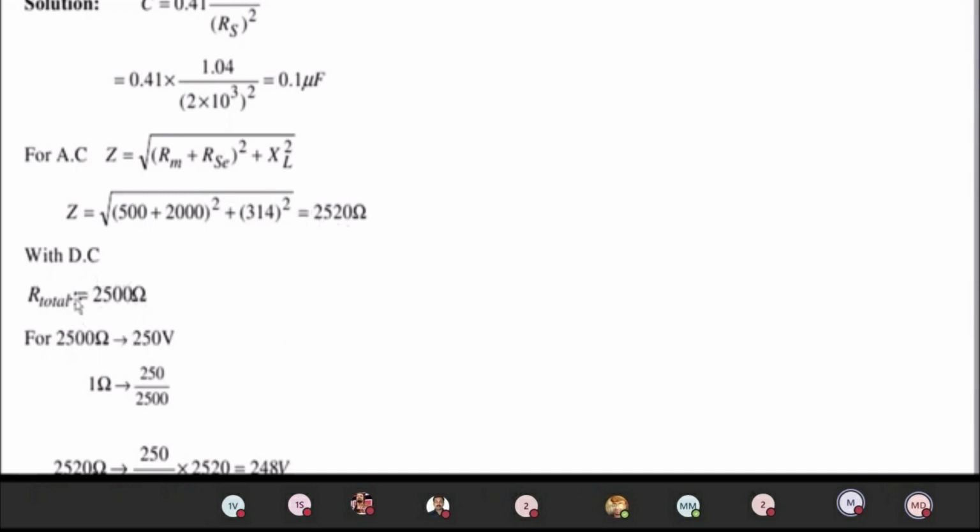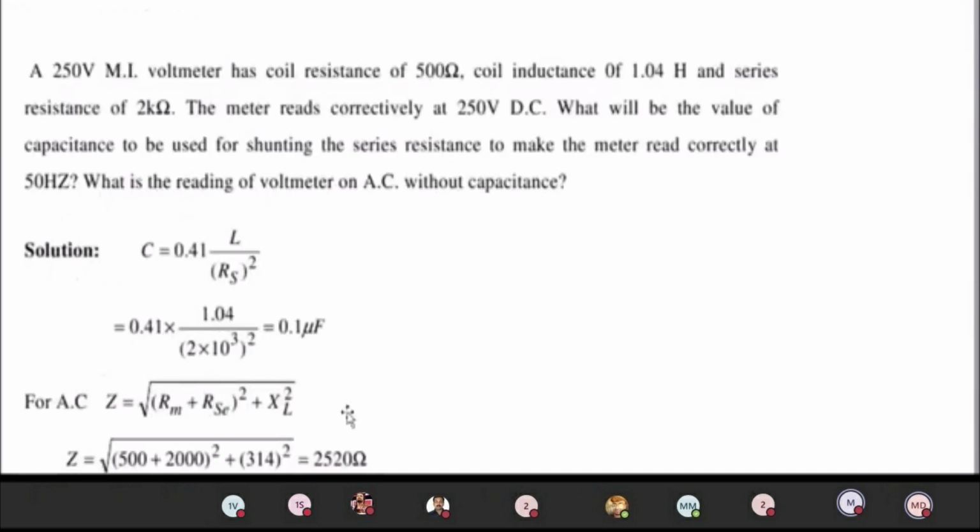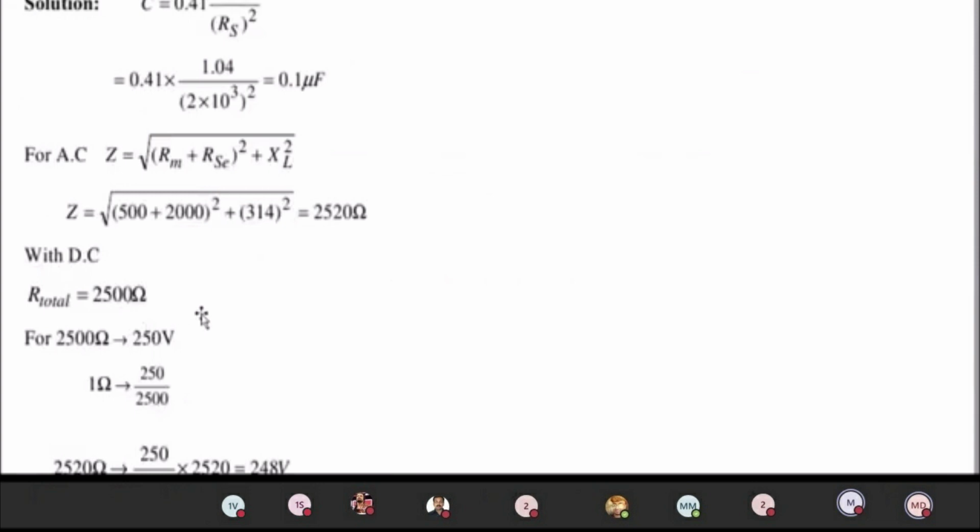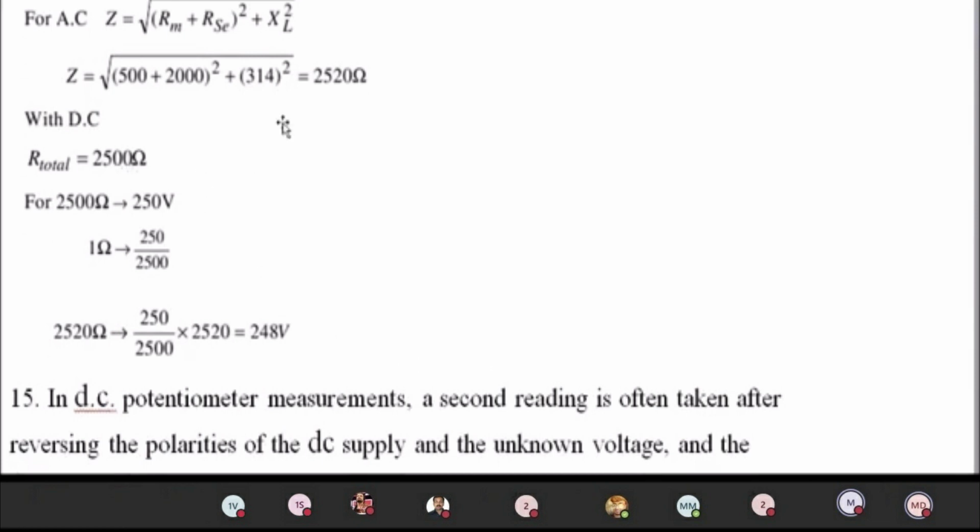Now with DC, the total resistance has been given as 2500 ohms. How we have calculated? So here you can see coil resistance of 500 and series resistance of 2 kilo ohms. So totally 2500 ohms. From using these two terms we have to calculate. So the total resistance in DC is 2500 ohms.